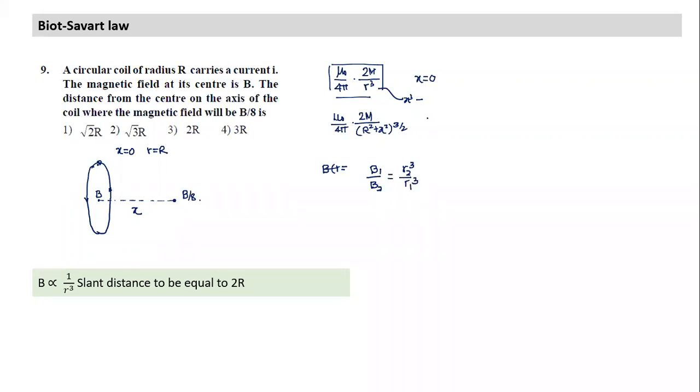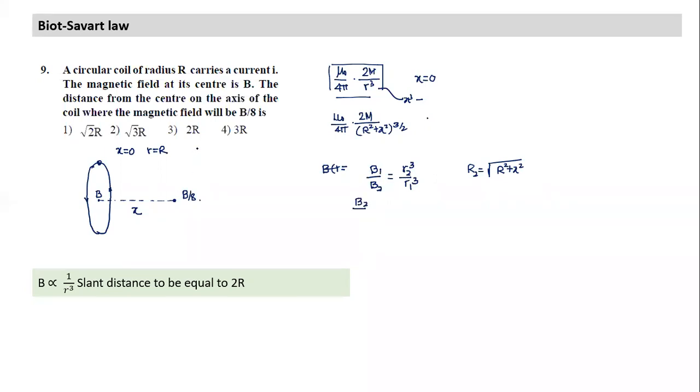What is R1? R1 is simple: R1 is equal to the radius. And what is R2 equal to? R2 is equal to the square root of radius square plus x square. That is fairly easy to solve, so let's put those values. Maybe I could write B2 by B1. If we invert this, B2 by B1 is a very simple question.